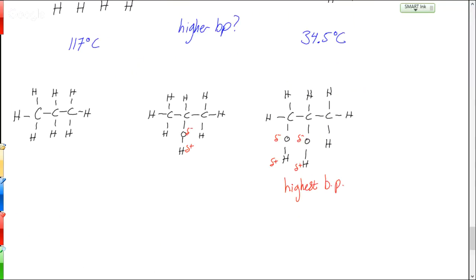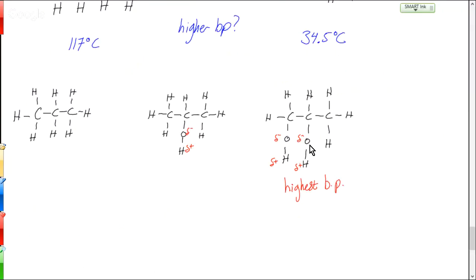It's used in things like antifreeze, so that it doesn't boil. It's called antifreeze because it doesn't freeze, but it also doesn't boil with the high heat of the engine. So having more of those types of connections can attract those molecules to each other better. That's what we're looking at there.